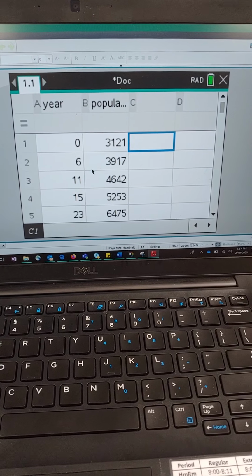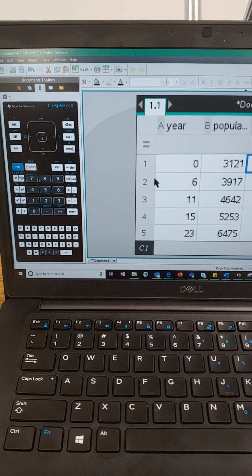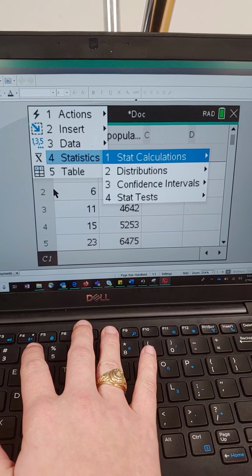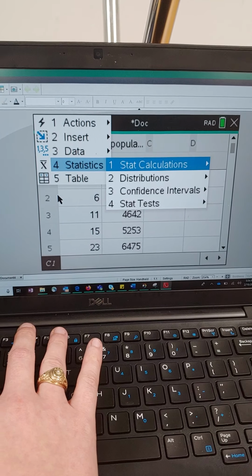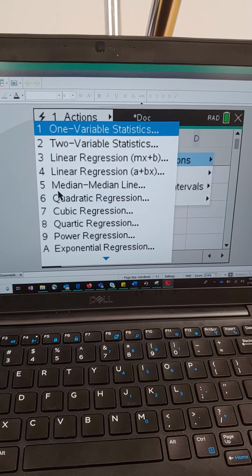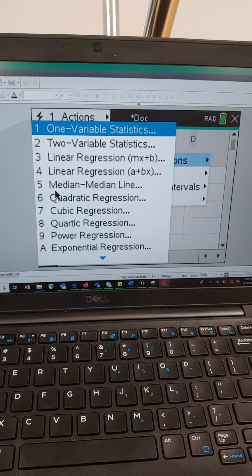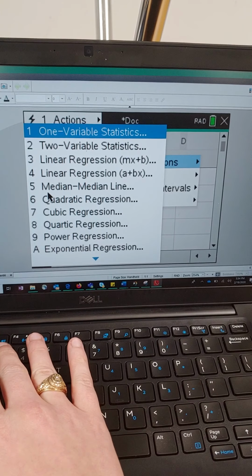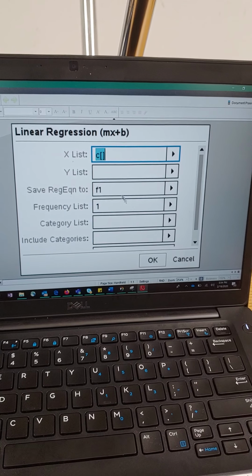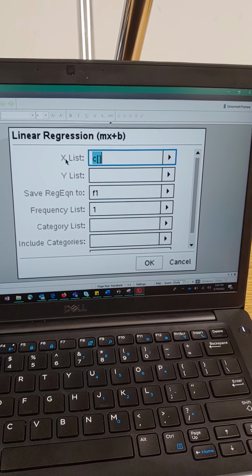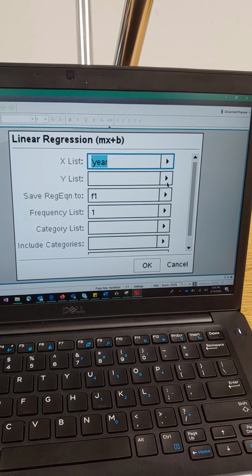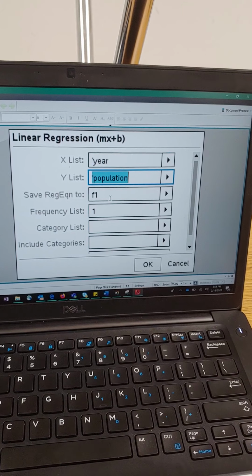At this point, you should know how to do a regression, but I'll show you. You're going to go to Menu, Statistics, or number 4. Then I'm going to go to Stat Calculations, number 1. And I need to do a linear regression. We know the equation is like mx plus b. I see the most familiar one is number 3, so I'm going to pick number 3. This is when I need to select my list. So my X list, or in this case my t, that's going to be my year because that's what I called it in my table, and my Y list is my population.